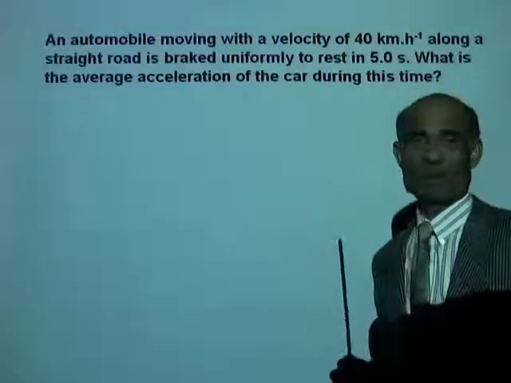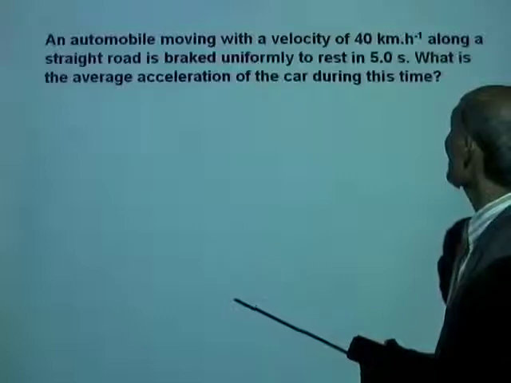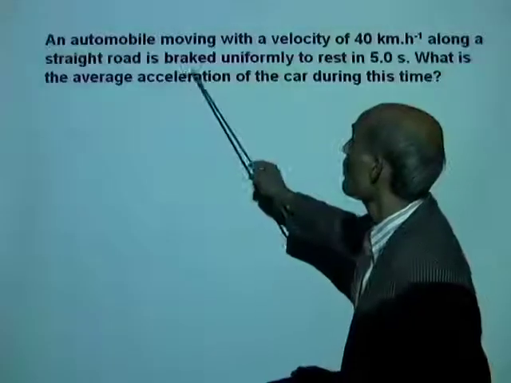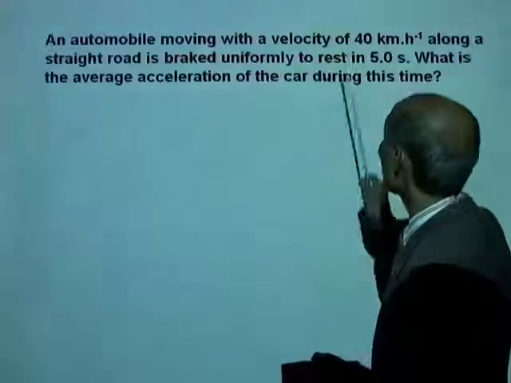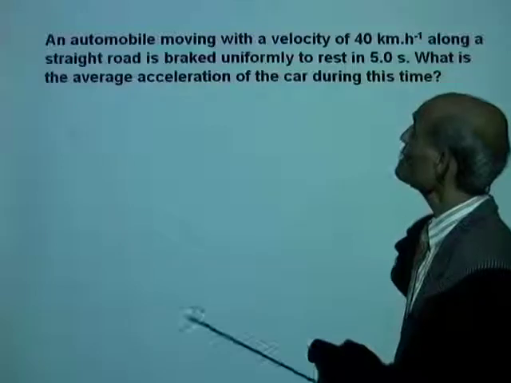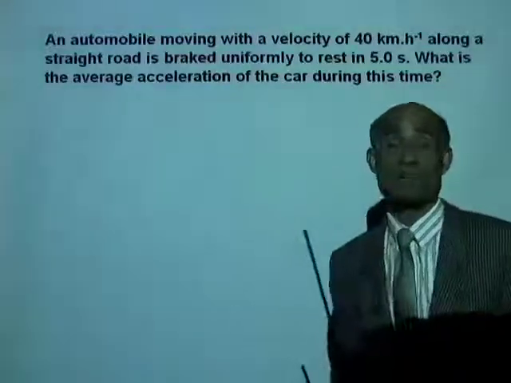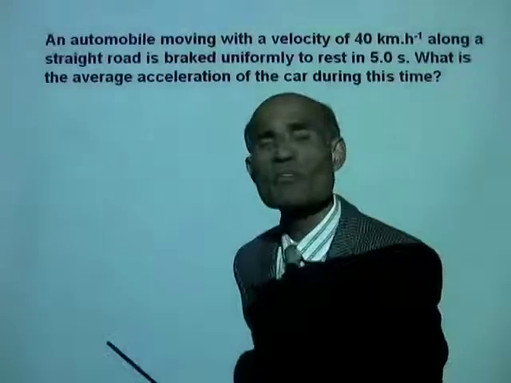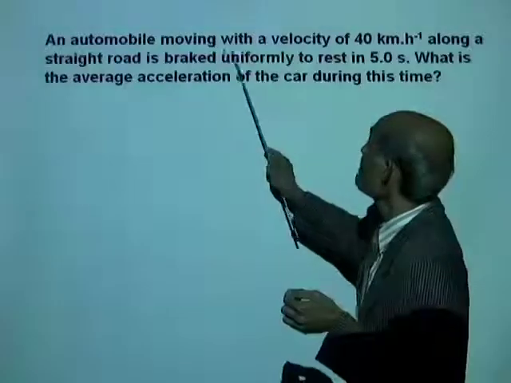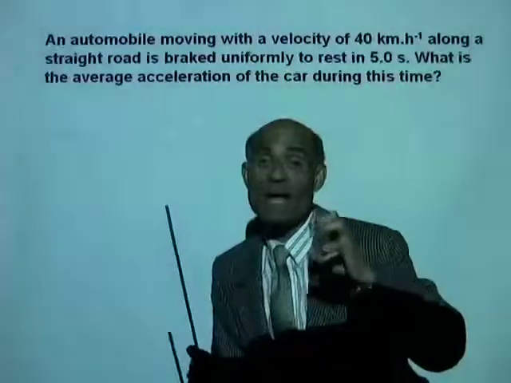Let's do a small problem. An automobile moving with a velocity of 40 km/h along a straight road is braked uniformly to rest in 5 seconds. What is the average acceleration of the car during this time? Now, what is the information given to us here? An automobile moving with a velocity of 40 km/h.